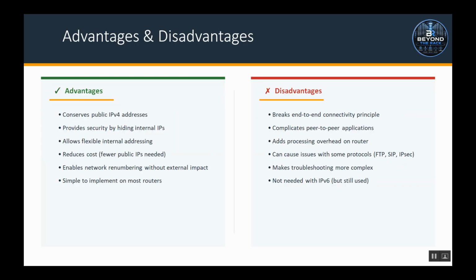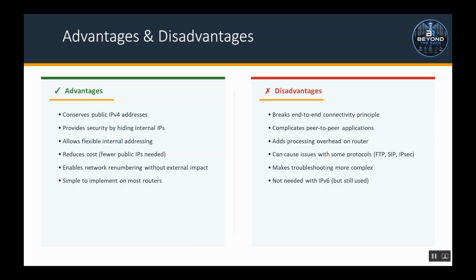Here I will be discussing advantages and disadvantages. Advantages: we save IPv4 public IP addresses. It provides more security. It hides the internal network from the outside world using this NAT translation. It also allows flexible internal address translation and reduces cost. With a few public IP addresses, we can serve many private IP addresses. It enables network renumbering without external impact, and it is very simple to implement.